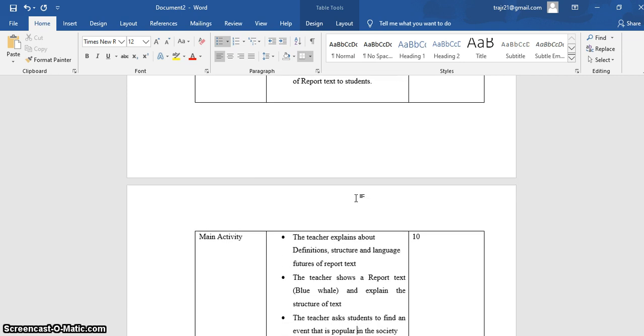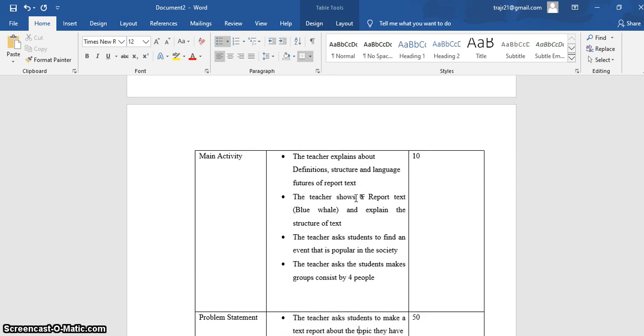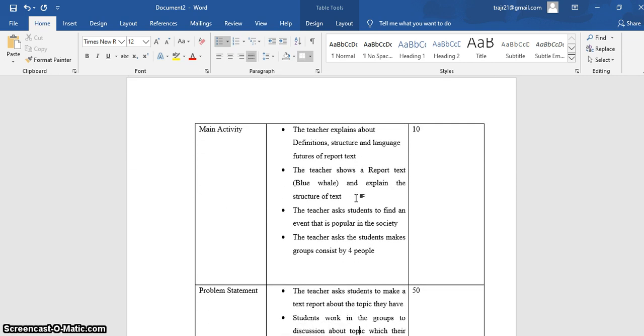Okay, let's move to the main activity. In the main activity, the teacher explains the definition, structure, and language features of the report text, and then the teacher shows a report text. The title is Blue Wall, and they explain the structure of the text. And then the teacher asks students to find an event that is popular in society, like the coronavirus and other events.